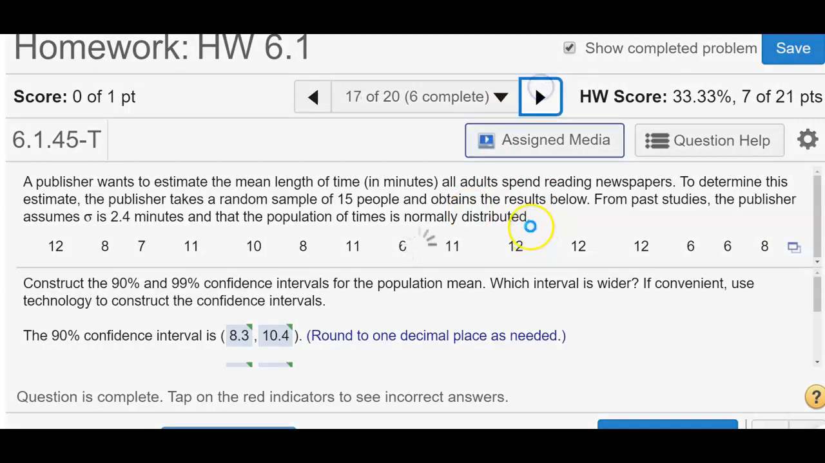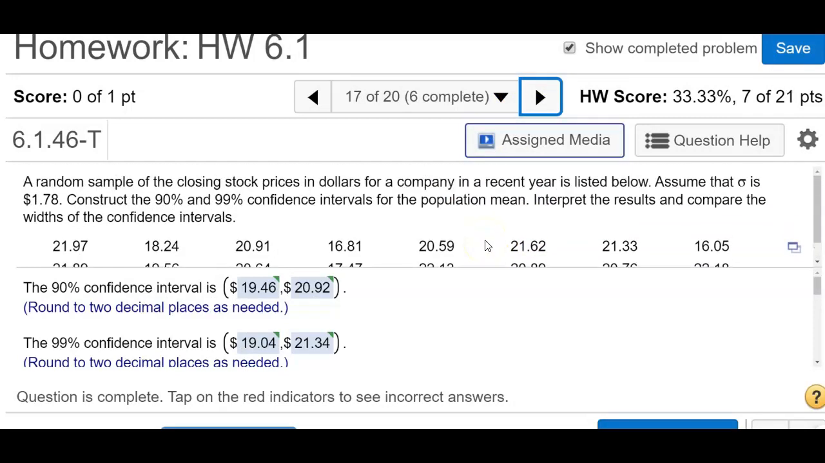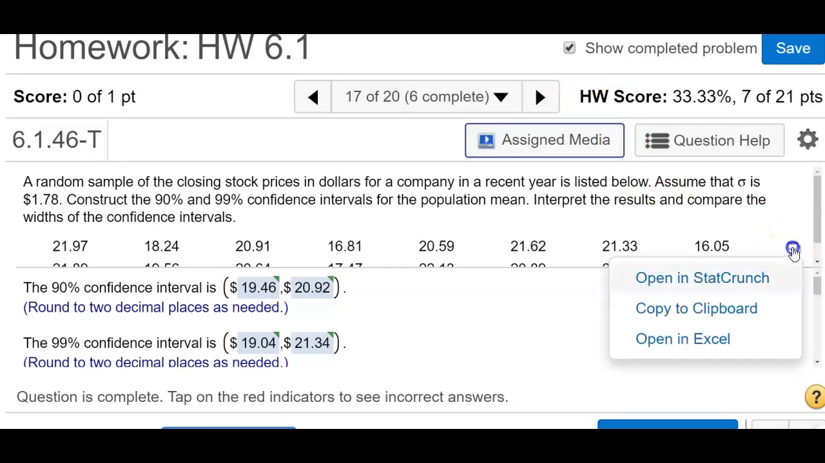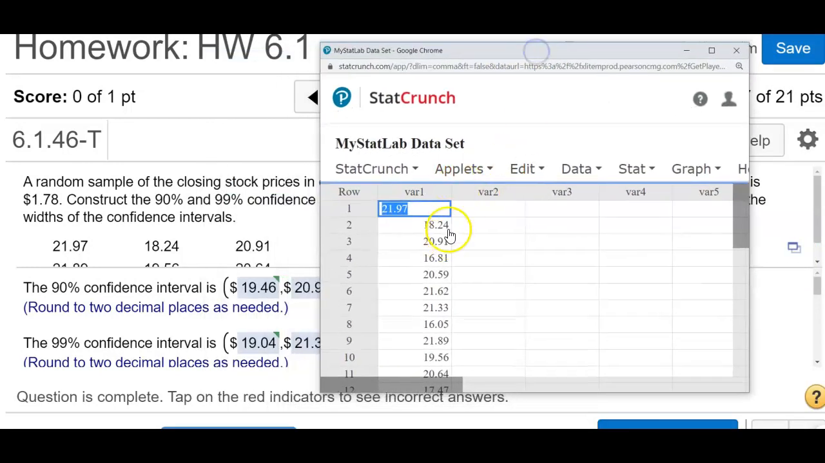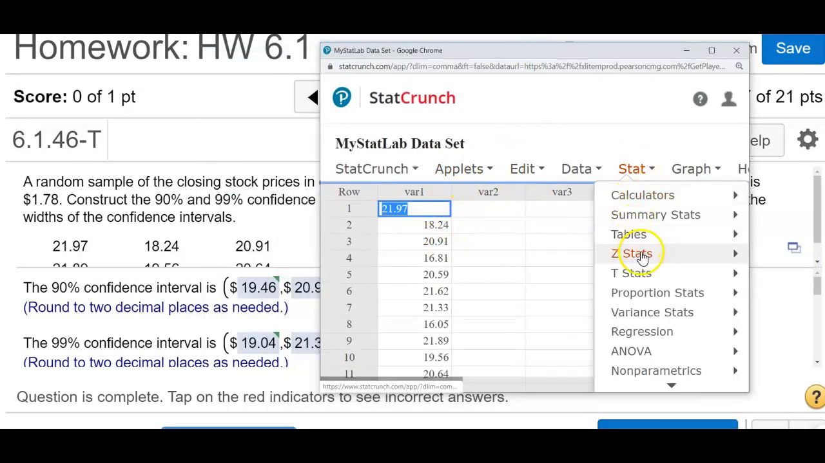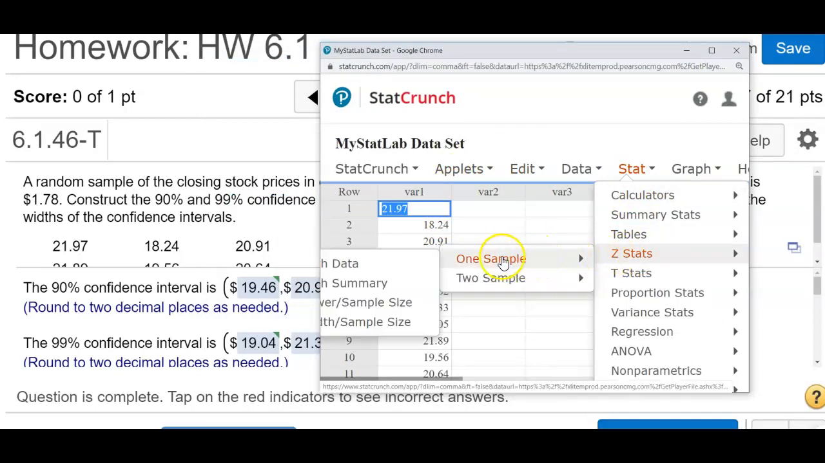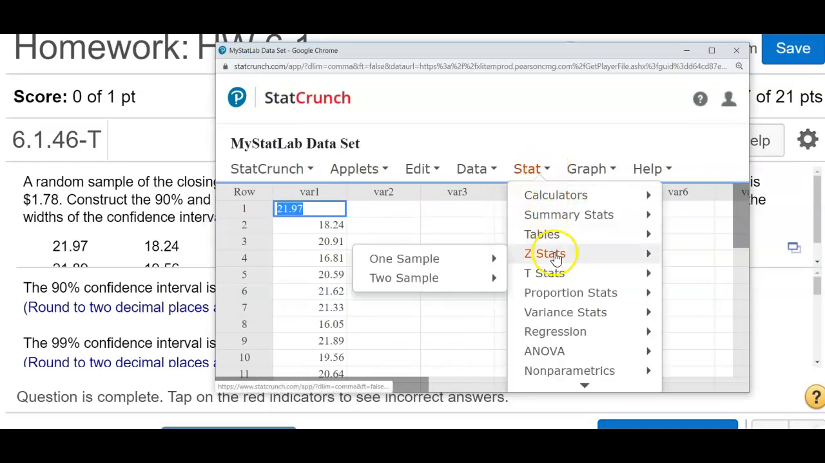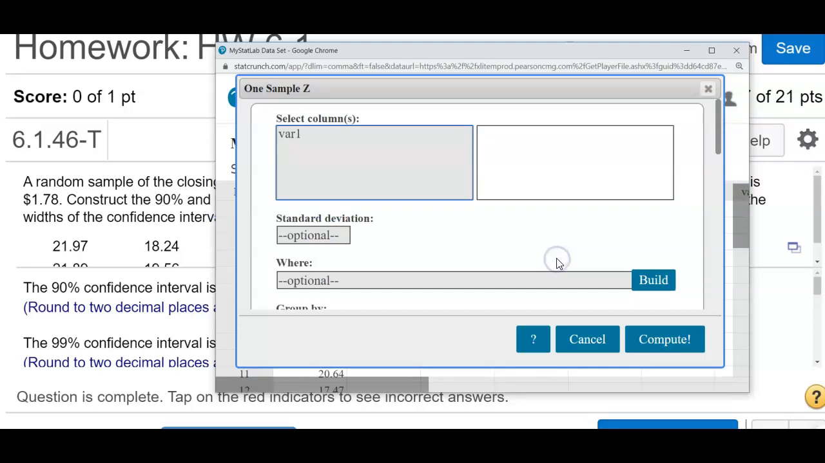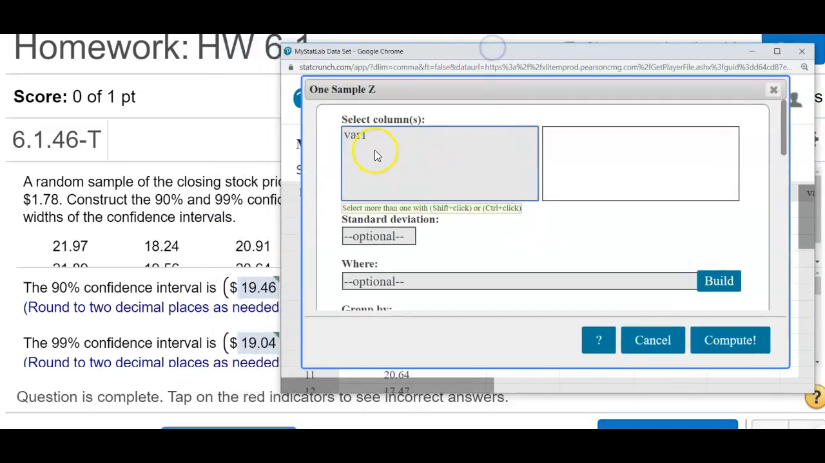Let's see. I'm going to do problem number 17. If you look at 15 and 17, I want you all to scroll back and forth. In 15 you have the summary, in 17 you have the data. So everything stays the same, but instead you will open your data in StatCrunch and follow the exact same steps. Stats, ZStats, one sample with data. Remember, you have to open the data in StatCrunch first.